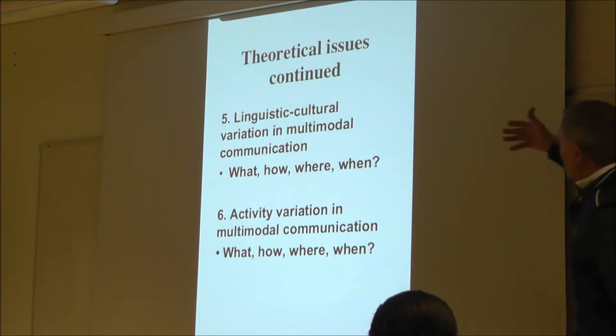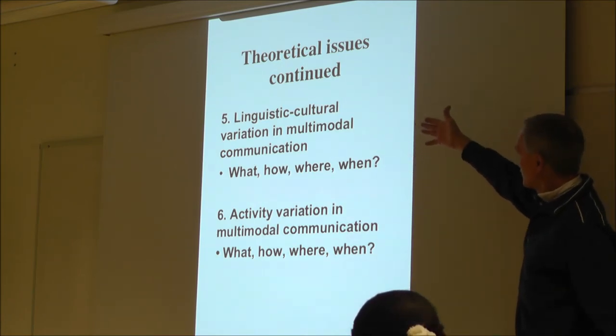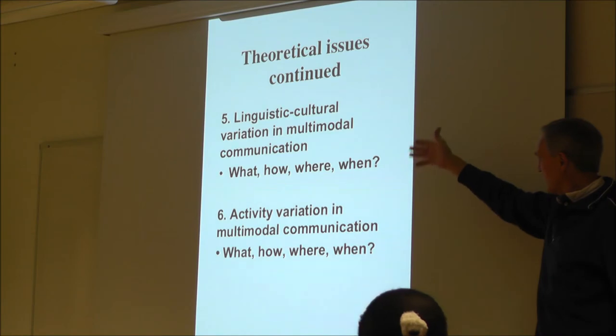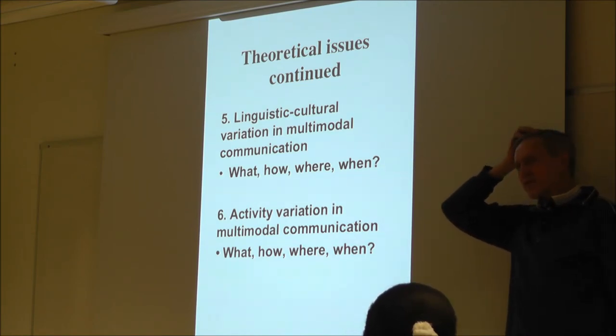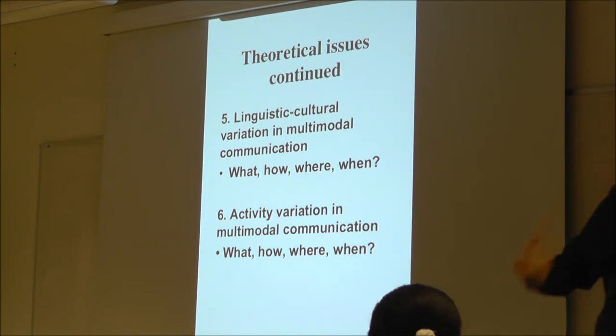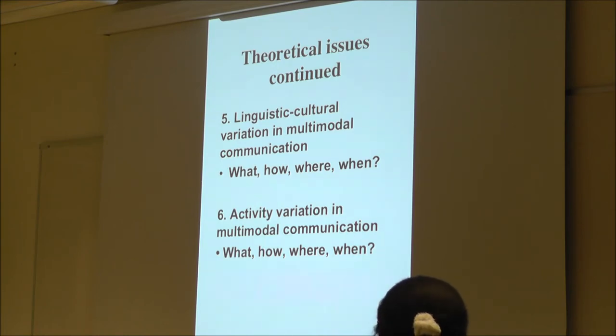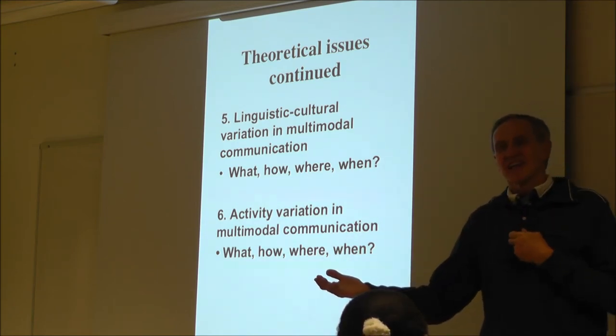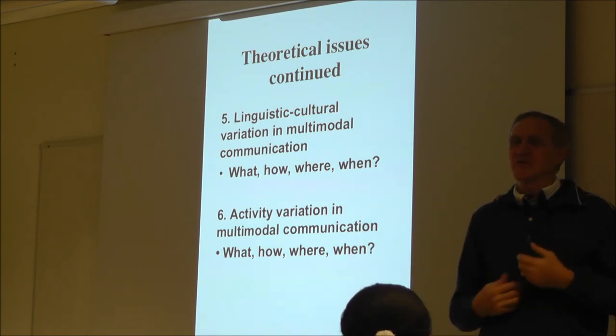So here, this is one of the questions that you mentioned, linguistic and cultural variation in multimodal communication. What is communicated, how is it communicated, where and when? So for example, it seems to be the case that all human beings can produce tears, we can cry. Most human beings produce tears when they are sad. Some human beings produce tears when they are glad. Are there cultures in which they laugh or produce tears when they are glad to a greater extent than using them for showing sadness?